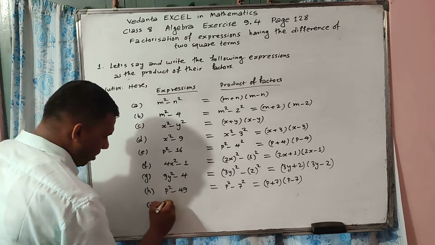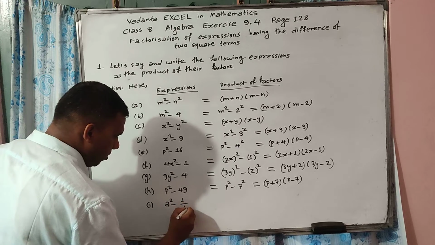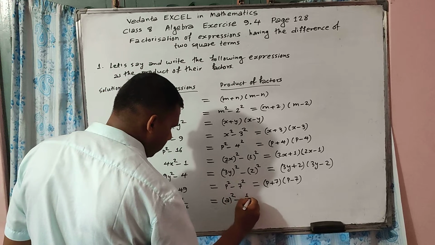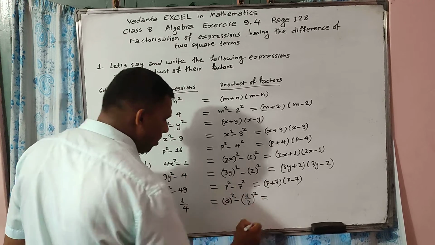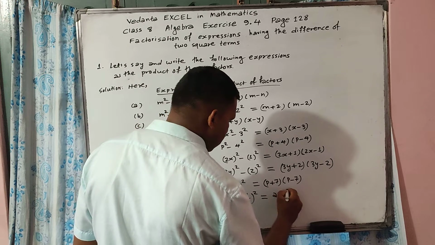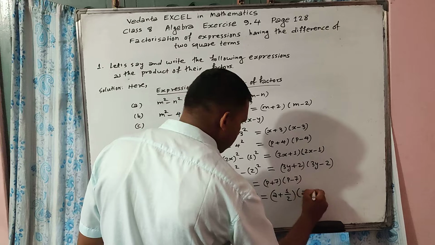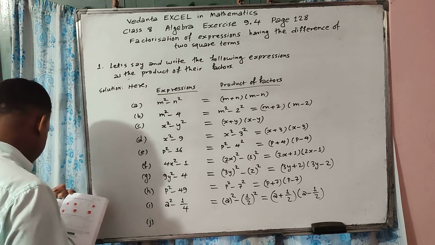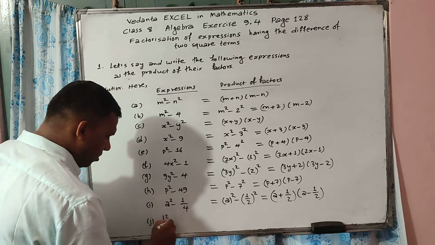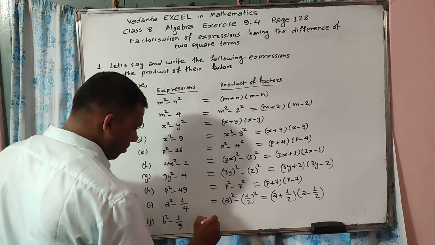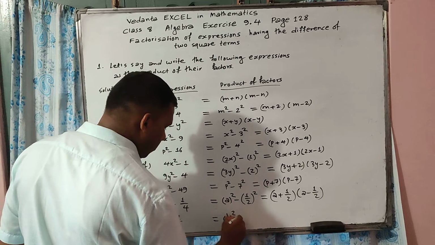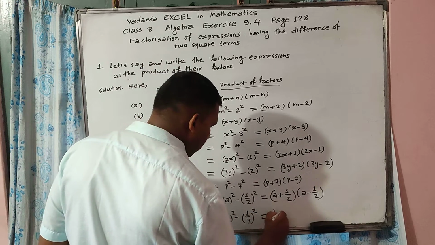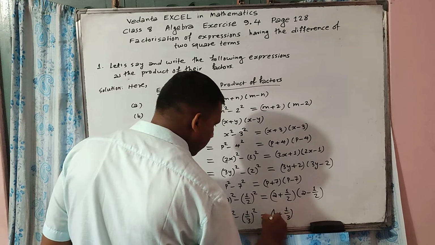On I, a square minus 1 by 4 is equal to a whole square minus 1 by 2 whole square. A plus 1 by 2, a minus 1 by 2. On J, we have b square minus 1 by 9 is equal to b whole square minus 1 by 3 whole square. That is b plus 1 by 3, b minus 1 by 3.